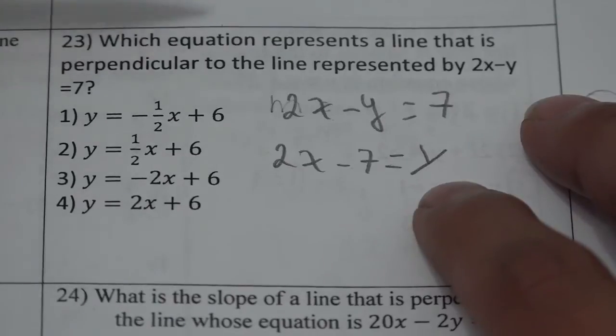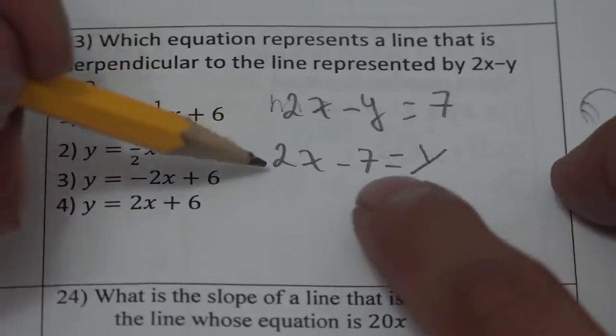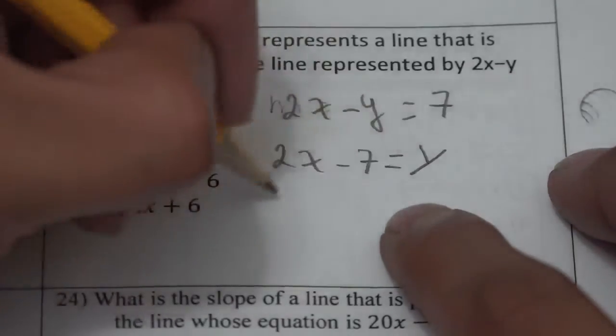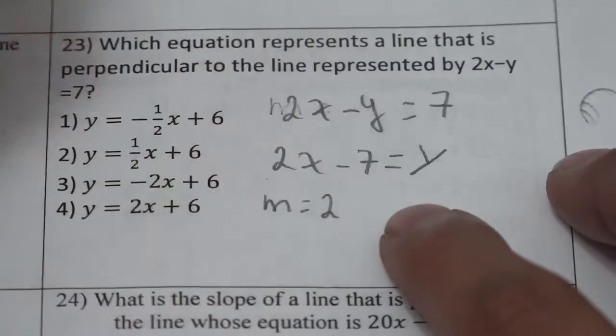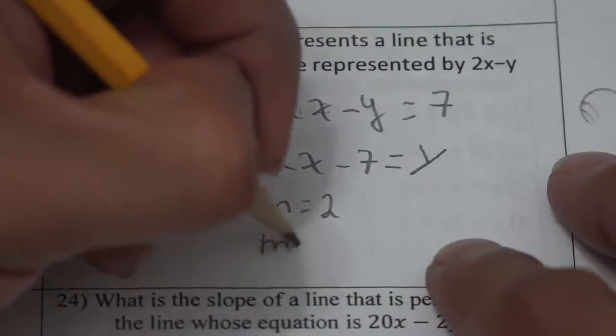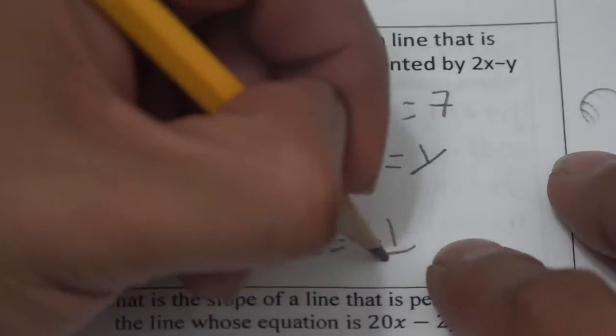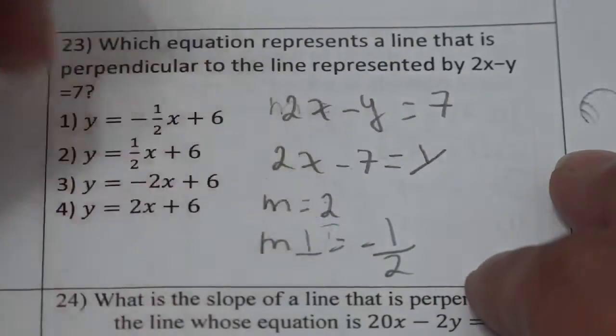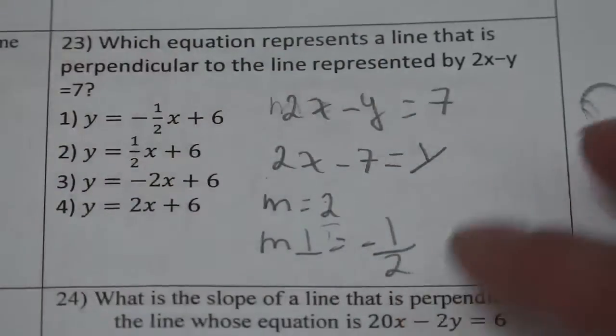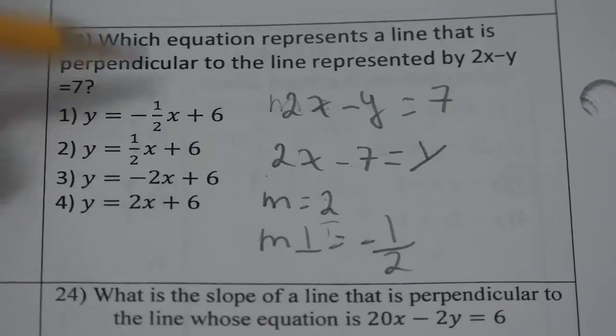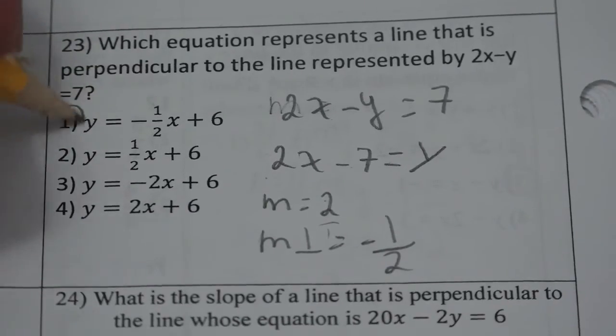Perpendicular. Well, the slope here is 2. So the perpendicular slope should be negative 1 over 2, because this is 2 over 1. So you flip the fraction and change the sign. You make it perpendicular. So which of these is negative 1 over 2? Choice number 1.